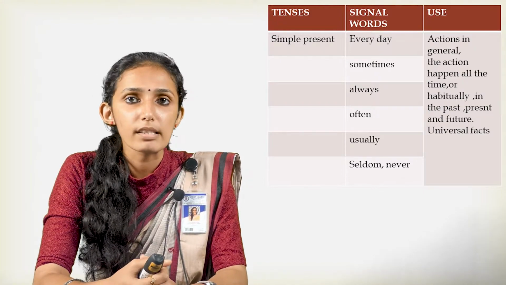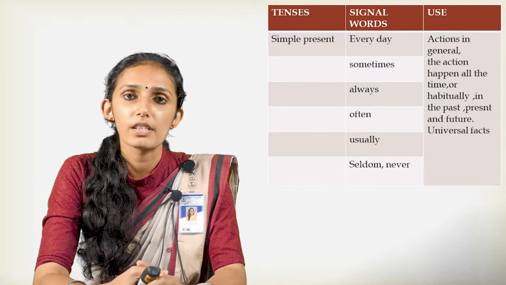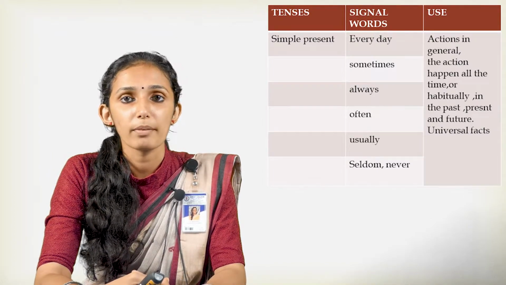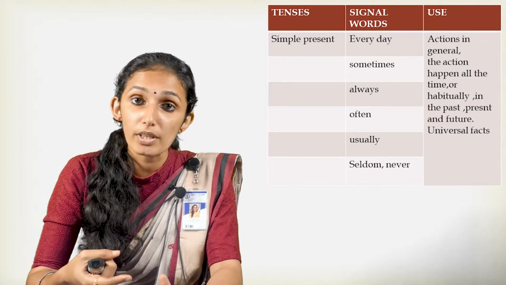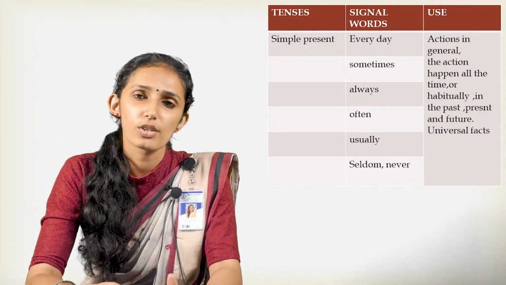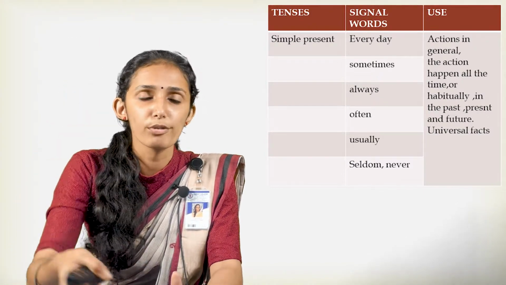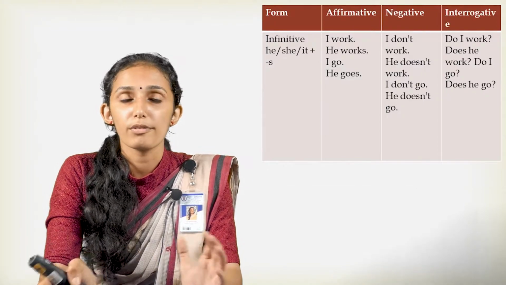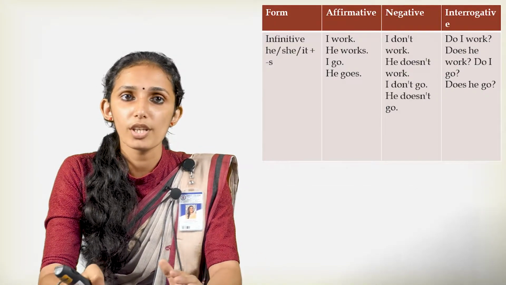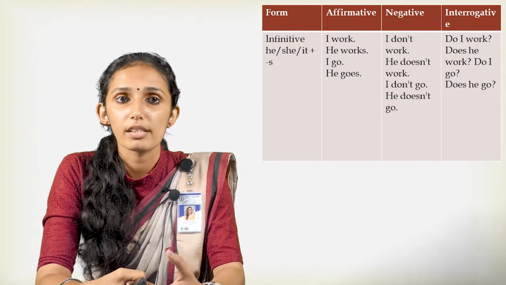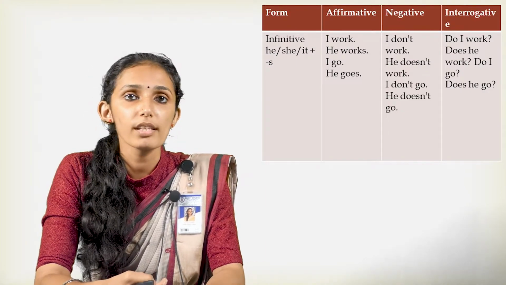So as already discussed, simple present is used when an action takes place in general, or an action that happens all the time or habitually in the past, present and future, or to discuss universal facts. So in all these instances, we go for simple present tense. The form of simple present tense is subject plus s or es for he, she, it.